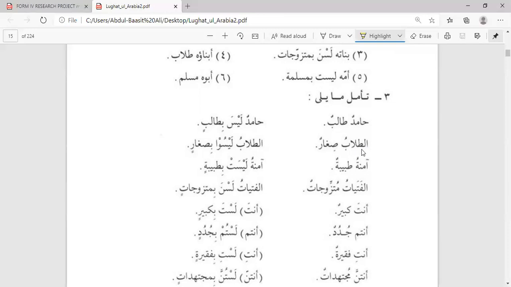At-tullabu sigarun. The students are small. Remember, sigar is the plural of sagir. Sagirun, plural is sigarun. At-tullabu laysu bisigarin. The students are not small. Aminatu tabibatun. Amina is a doctor. Aminatu laysat bitabibatin. Right? Right. So who wants to try the others now?